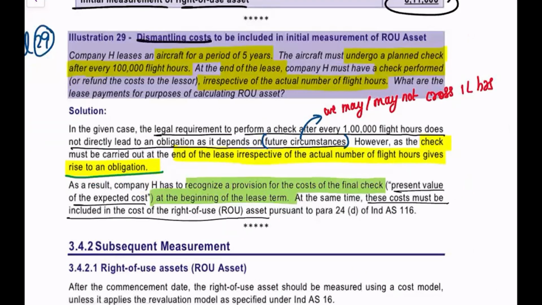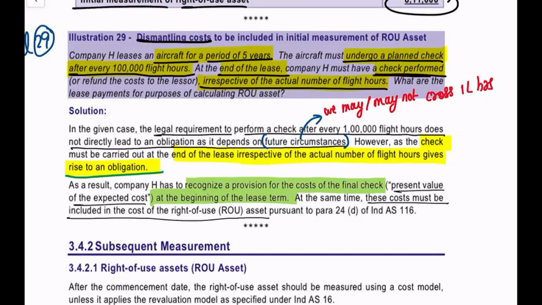Illustration 29. An aircraft you have taken on a lease for 5 years, you undergo a planned check after every 1 lakh flight hours. So after every 1 lakh flight hours, you have to undergo a planned check. At the end of the lease, a check is performed irrespective of the actual number of flights. So usually you do it after every 1 lakh hours. But if the lease has ended, whether the flight has crossed 1 lakh hours or not, you will have to definitely perform a check.